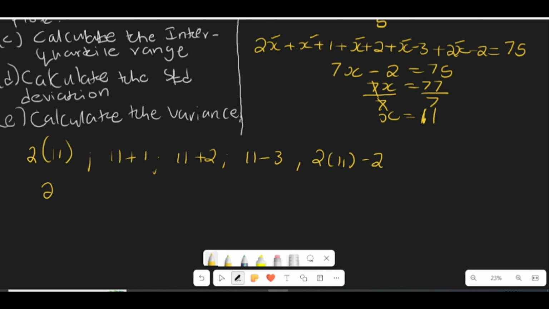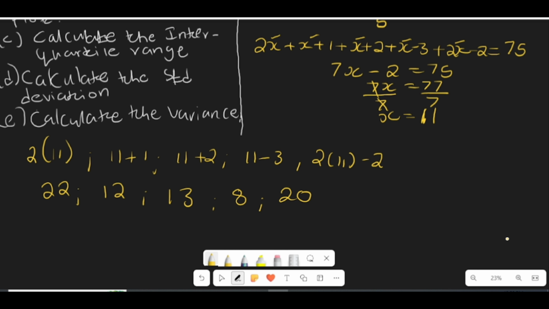This one will give us 22. Here we're going to have 12, and then here we're going to have 13. Let's see, 11 minus 3 will give us 8. I hope you guys are following. 11 times 2 is going to be 22, and 22 minus 2 is going to give us 20. Okay, that's cool. Great. So now let's go to number B.